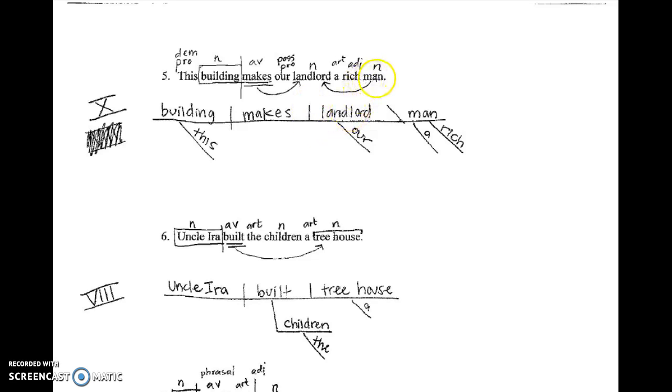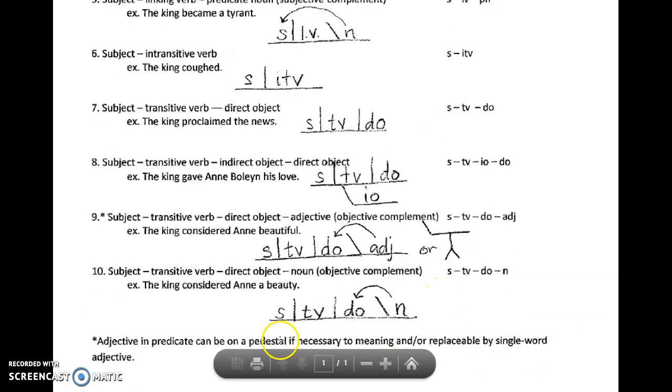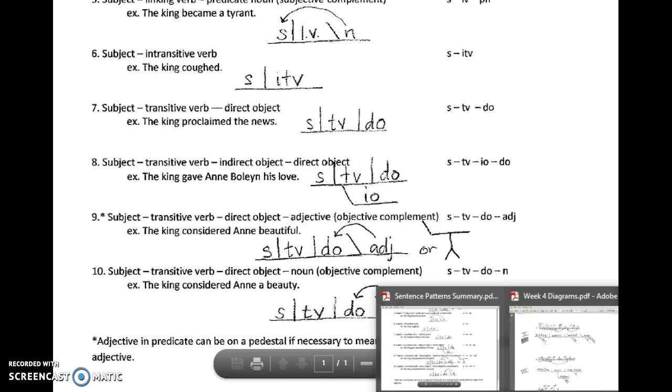And then we have another noun at the end of the sentence, which is qualifying, describing landlord. So we have man referring back to landlord, an objective complement. And then we have our associated modifiers down here. So we have subject, transitive verb, direct object, and objective complement or predicate noun. That puts us in sentence 10. With that same pattern that we just saw in that sentence.